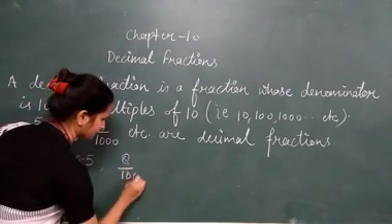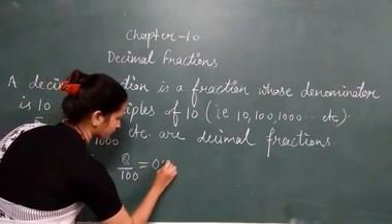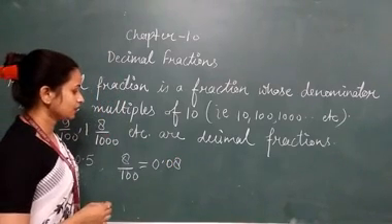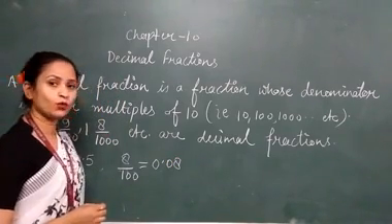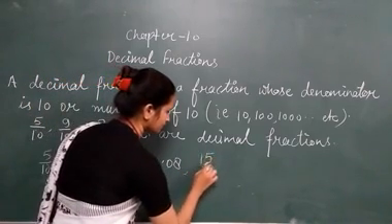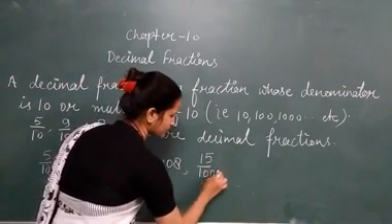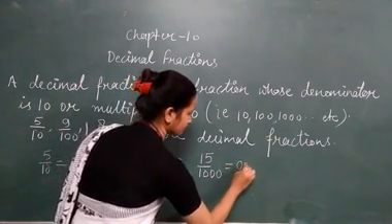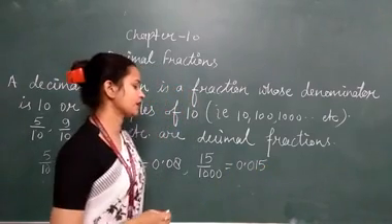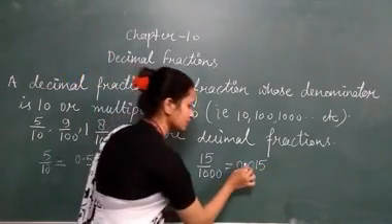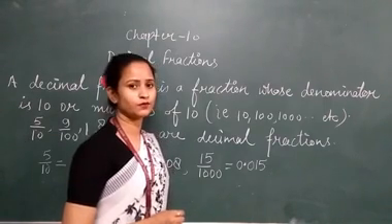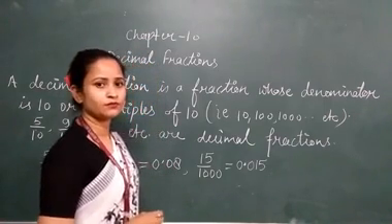One more example, 8 upon 100. We will read this number as 0.08. One more example. We will read this number as 0.015. Like this we will read decimal numbers.